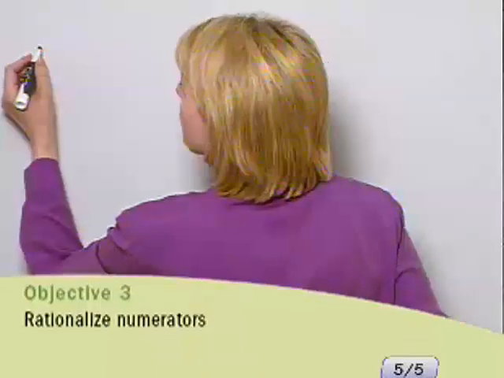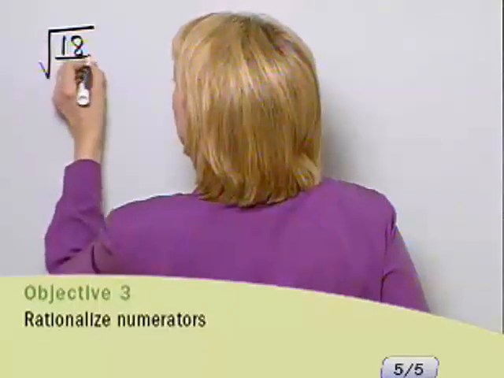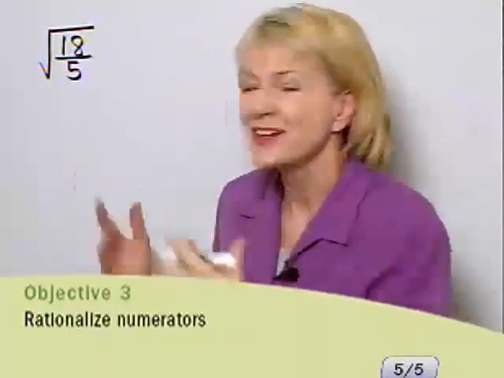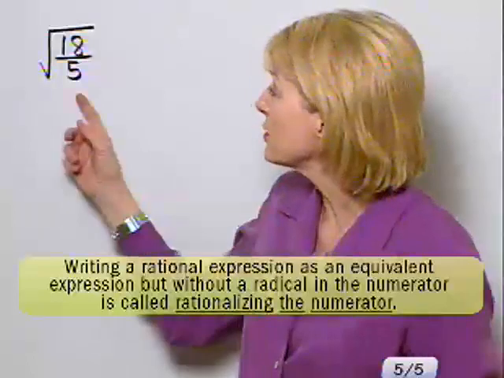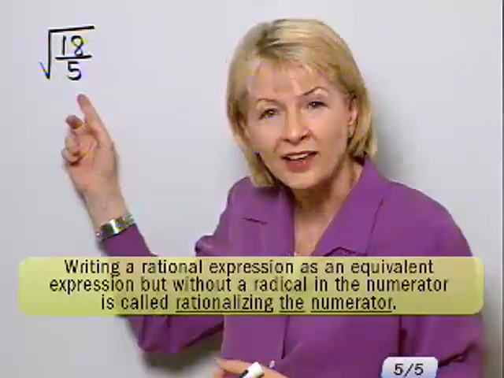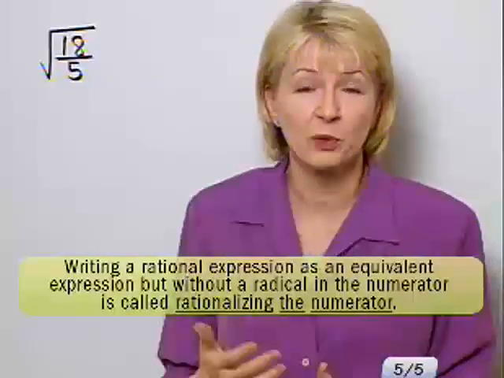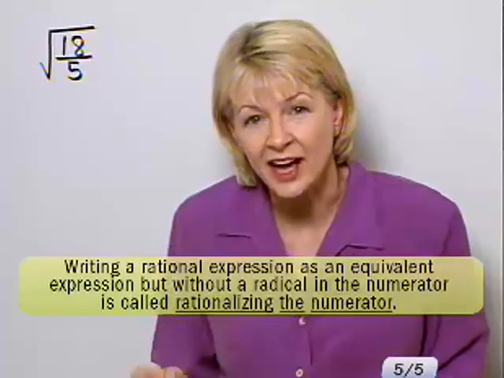Let's suppose we have the expression square root of 18 over 5. And my directions here are to rationalize the numerator. That means we want to write an expression equivalent to this one, but without a radical in the numerator this time. Now, whether we're working on rationalizing the denominator or the numerator, I would still use the quotient rule, split this up, and then simplify as much as possible.